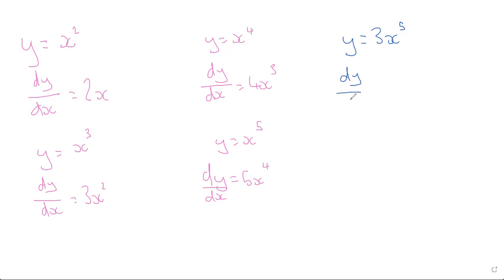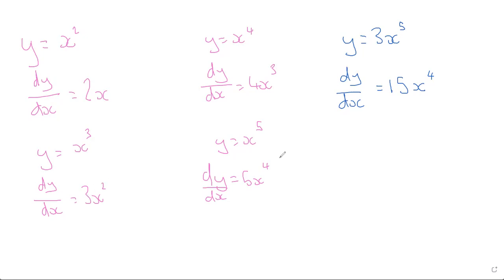For dy/dx, I bring down the 5 and then I multiply it by whatever is already there. So it's 5 times 3, and then I still reduce the power by 1. If there's already a number there, just multiply it by whatever's there. Really, this is like 2 times 1, which is why it's 2, and 3 times 1, which is why it's 3.